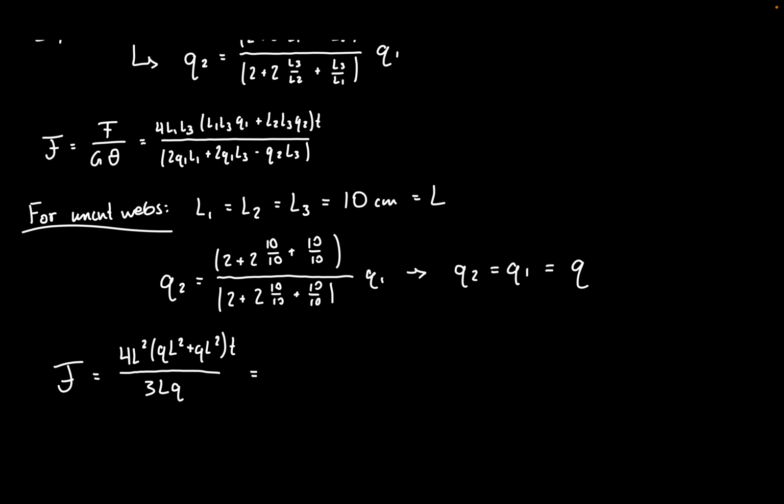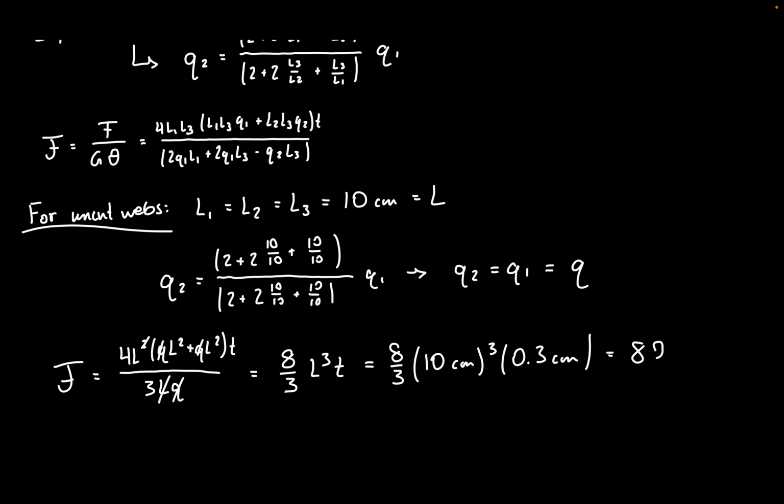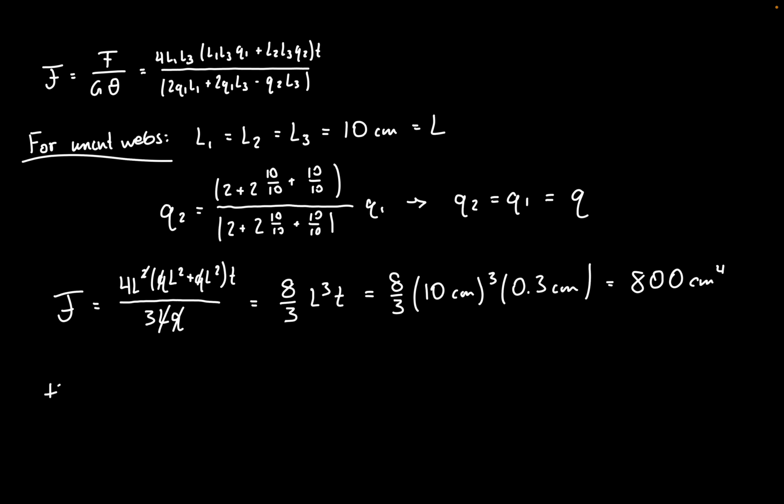And then we can do some simplification. We can cancel out the Q's, and then we can cancel out 1L here. So we should get 8/3 times L cubed times T, and that should be equal to 8/3 times 10 centimeters cubed times a thickness of 0.3 centimeters, and that should give us about 800 centimeters to the fourth. So this is going to be the torsional constant for the original structure. And then the original torsional rigidity is going to be our torsional constant times the shear modulus. That'll be 800 times G centimeters to the fourth.